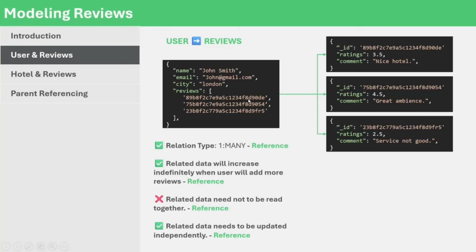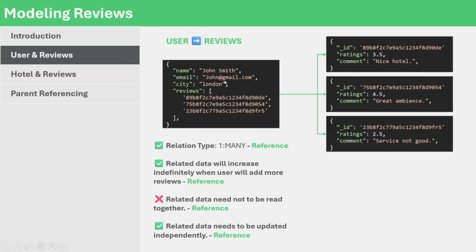And that's why here we are using the referencing approach, where in the reviews array, instead of storing the review documents, we are storing a reference of the review document. The review documents are present in a different collection, let's say in a reviews collection. And from the user document, we are referencing those review documents which that particular user has made.